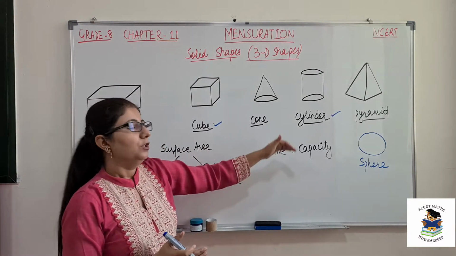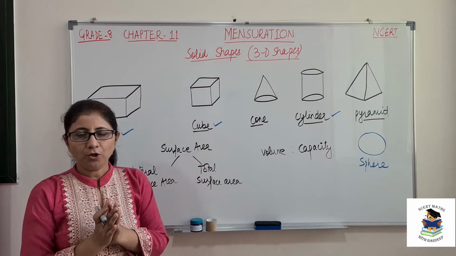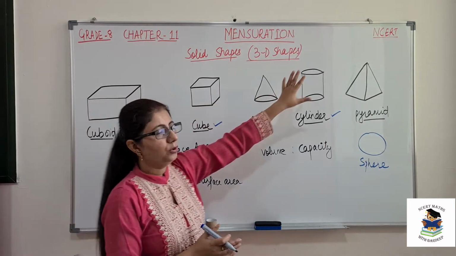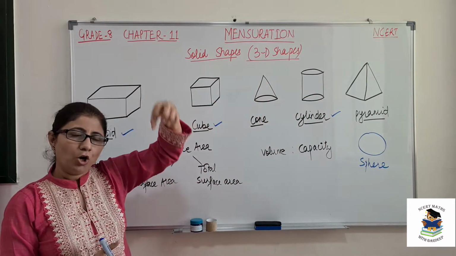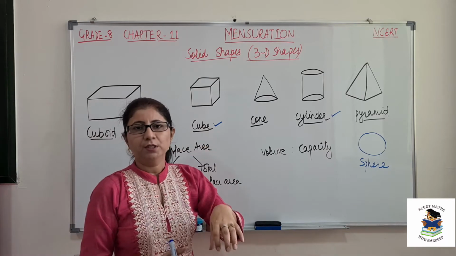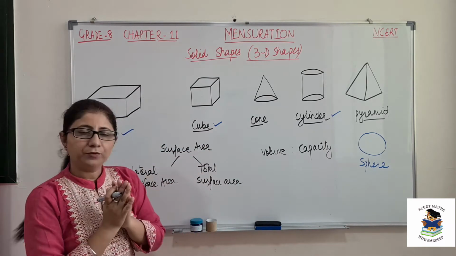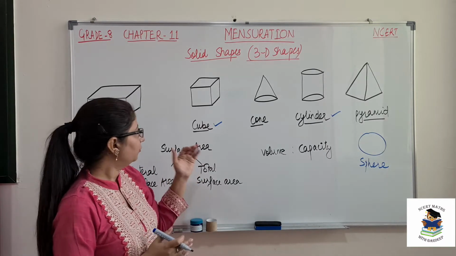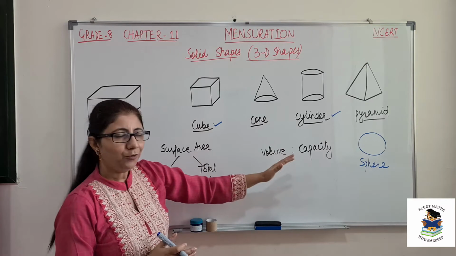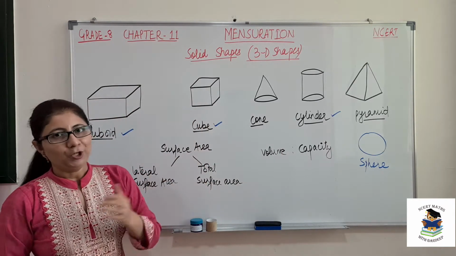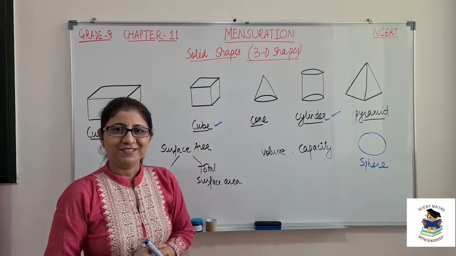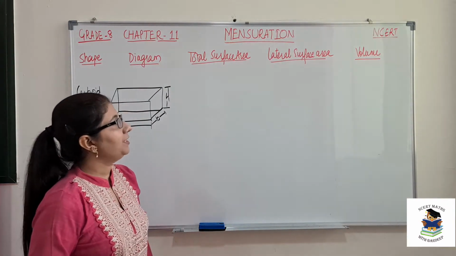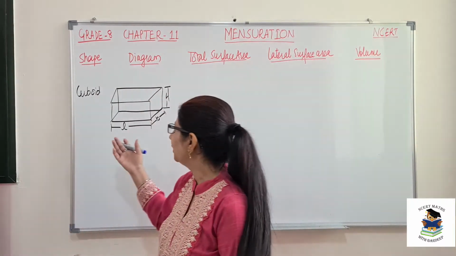Next is volume. Volume means the capacity of that particular shape. Even if it is cuboid, cube, cone or cylinder, capacity means how much material it can hold. So that will be the volume of that particular shape. So we are going to study the different formulas of surface area and volume of these three shapes. Now let's see what the formulas are. So let's see how to find total surface area, lateral surface area and volume of cuboid.